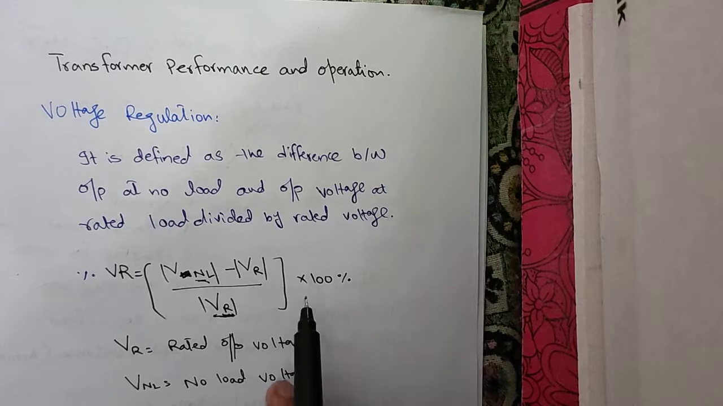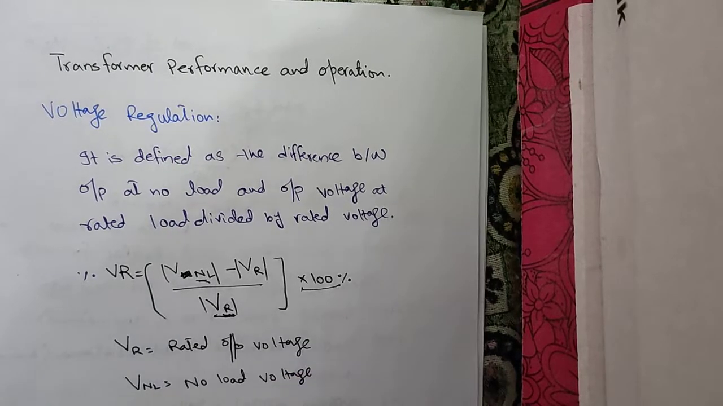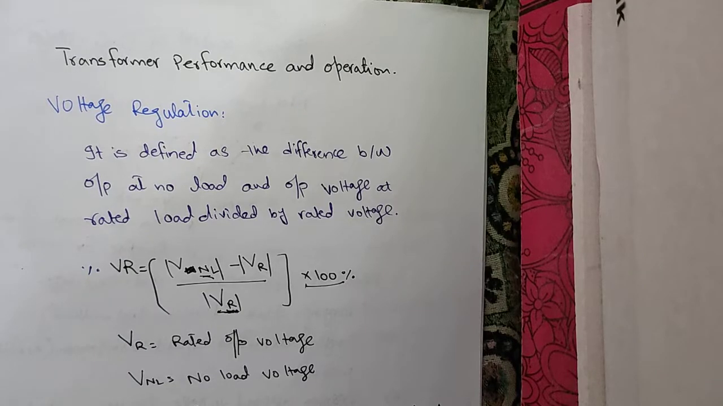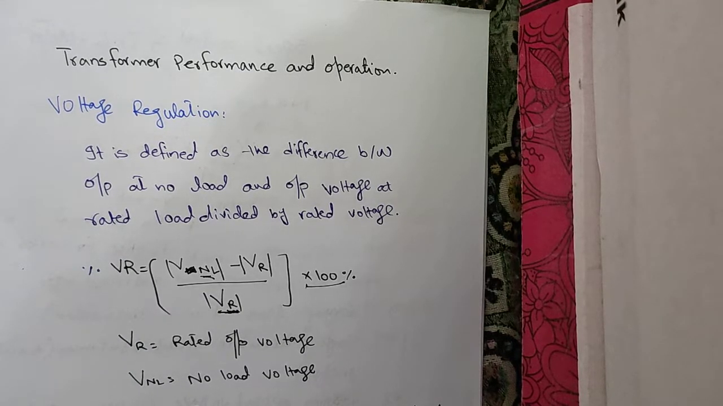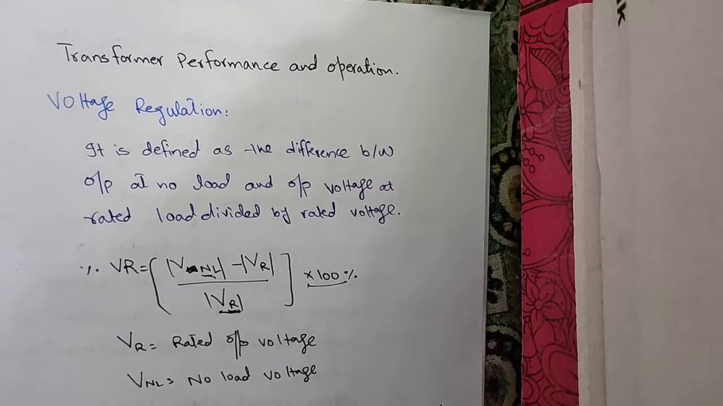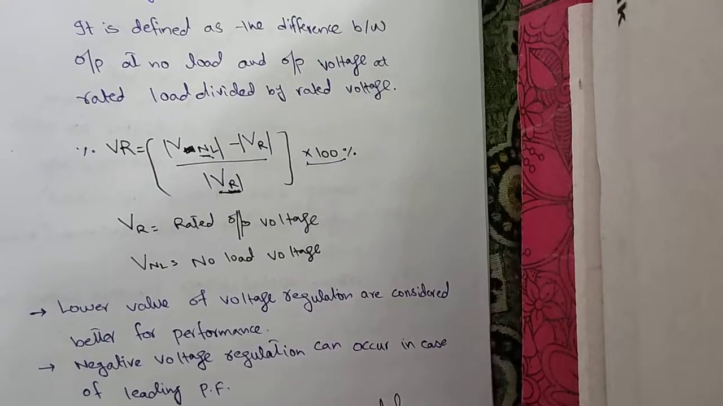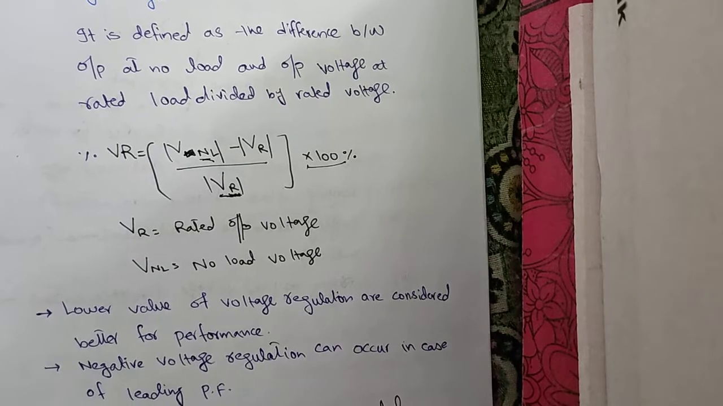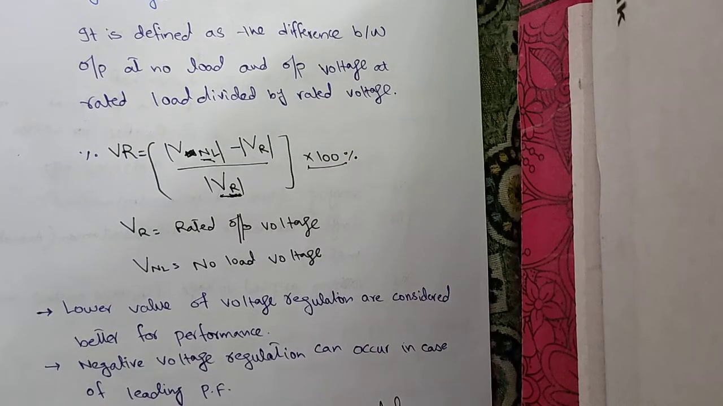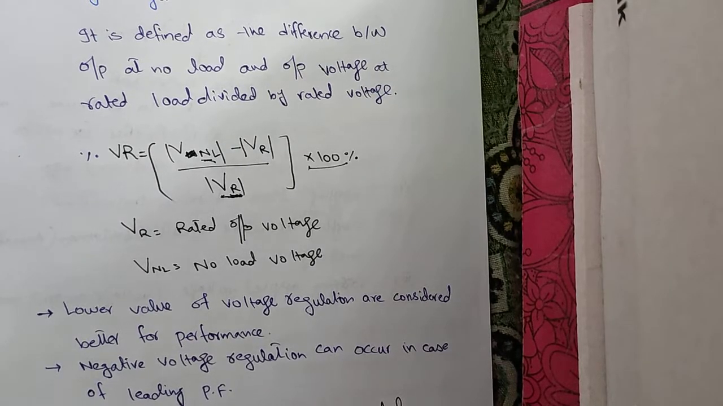For percentage, it can be multiplied by 100. Usually the voltage regulation is kept as low as it can be. Lower voltage regulation means you have a better performing transformer. Similarly, we may have negative voltage regulation in case we have a load that has a leading power factor. If we have a leading power factor load, then we can have negative voltage regulation.